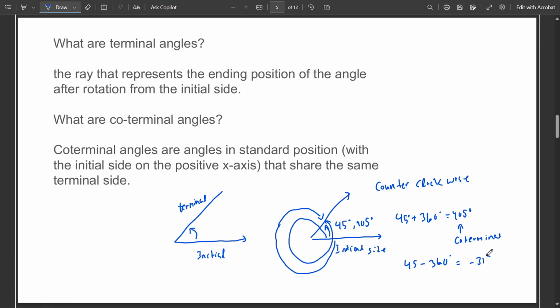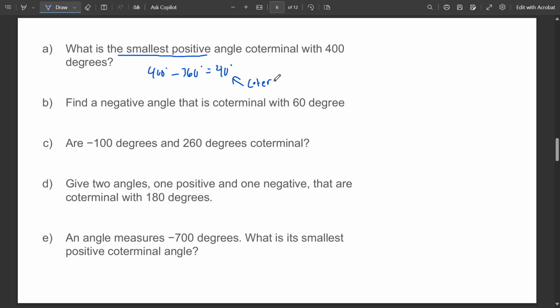And these are some practice questions. What is the smallest positive angle coterminal with 400 degrees? We just need to find the smallest positive. So we have 400 degrees minus 360 degrees, which is 40 degrees. It's the smallest positive, so it's 40 degrees. If we add 360 degrees, it's already more than 40 degrees. So this is the smallest positive coterminal angle.